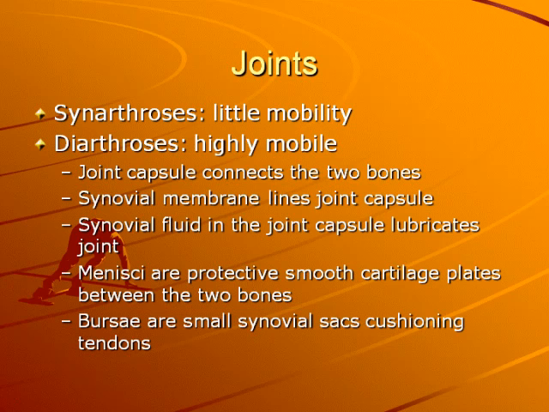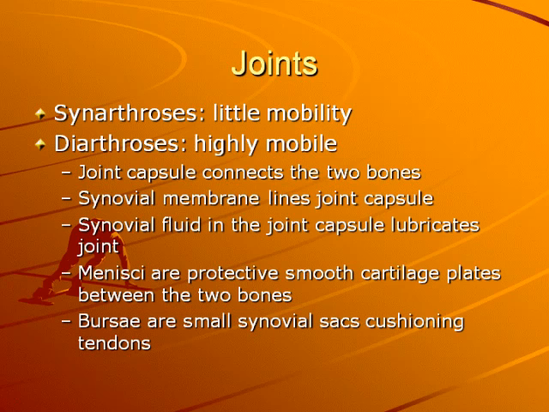And last, a very quick review on your joints, which is where two bones meet. You have synarthroses, which have very little mobility, such as the bones in the skull or the vertebrae. And then you have more highly movable joints, which are called diarthroses, which are highly mobile. This is like the knee, the hip, the shoulder. And these are made up of a joint capsule, which connects the two bones, a synovial membrane, which lines the joint capsule. Within that, you have the synovial fluid that lubricates the joint, kind of works as the oil or the grease that keeps the joint moving.